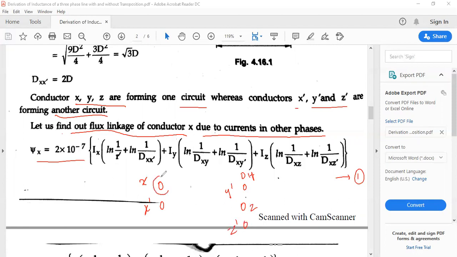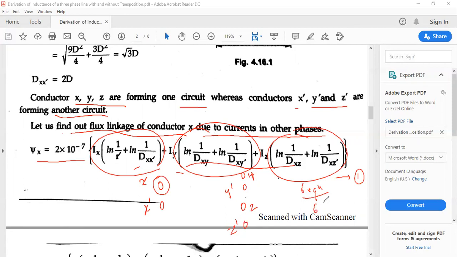You need to have 6 equations, or 6 terms, in equation 1. It has 3 sets of equations. Now let me talk about the first one, which is 1 divided by r dash. How did I get this 1 divided by r dash? It is nothing but the GMR, the geometric mean radius. This one is d x to x dash, this distance.